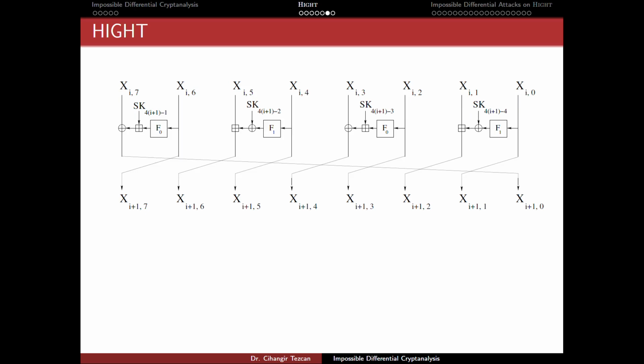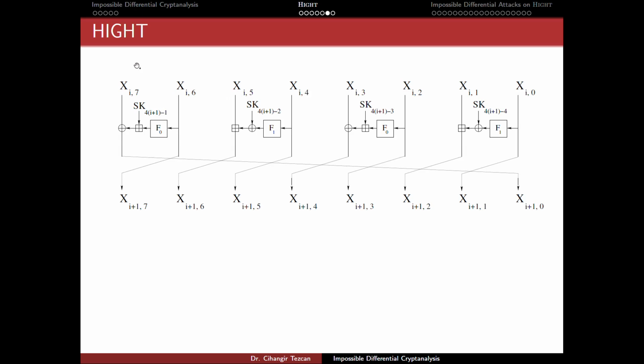So let's look at the cipher. This is one round of Hight. The block size is 64 bits, so there are 8 lines here. This means that all of the lines in this picture represent a byte. So you divide the plain text into 8 bytes. We start counting from the rightmost part to the left, starting from 0. So this is how we represent the bytes.